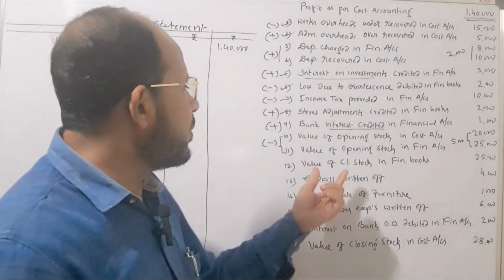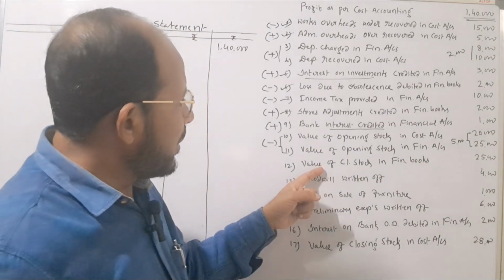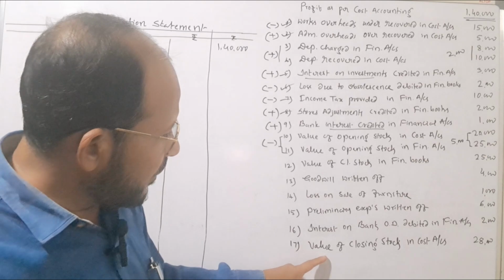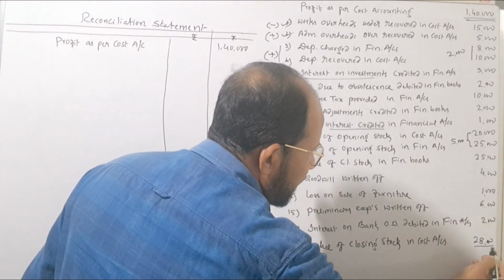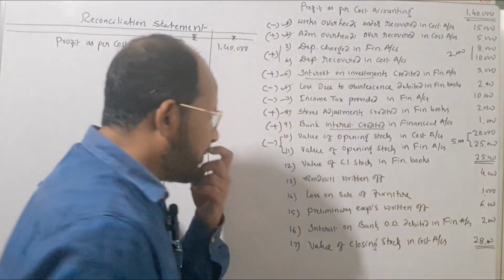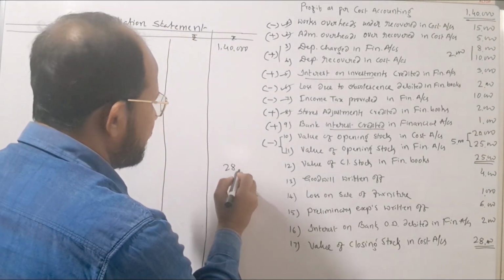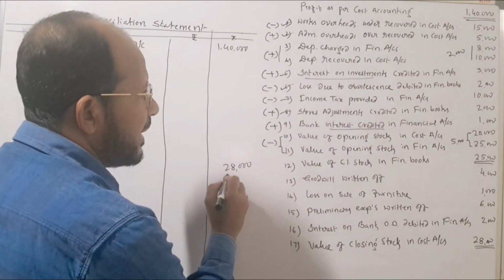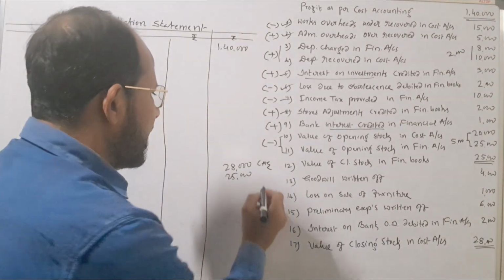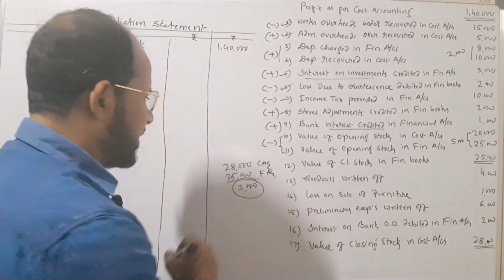Next one is value of closing stock in financial books. In this problem, value of closing stock in financial books, 25,000, is given, and value of closing stock in cost accounts, rupees 28,000, is given. In cost accounting rupees 28,000 is recorded; in financial accounting rupees 25,000 is there. Therefore, a difference of rupees 3,000 is there.